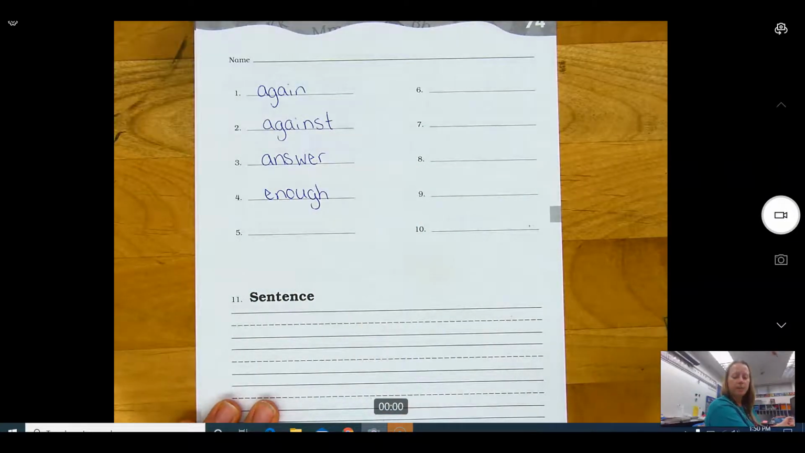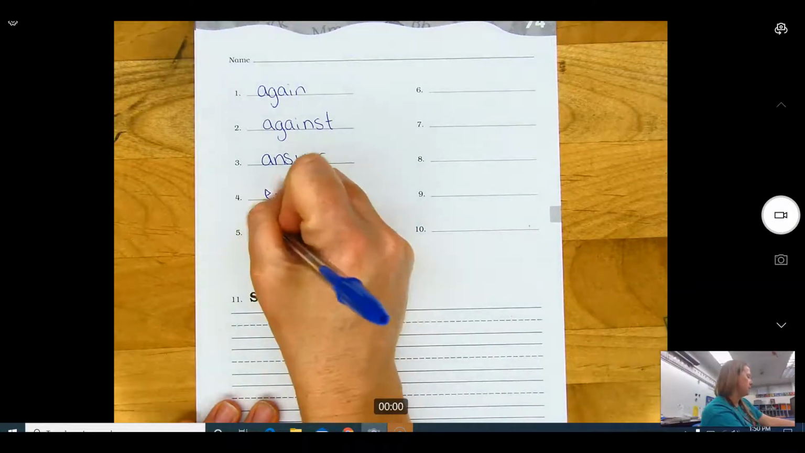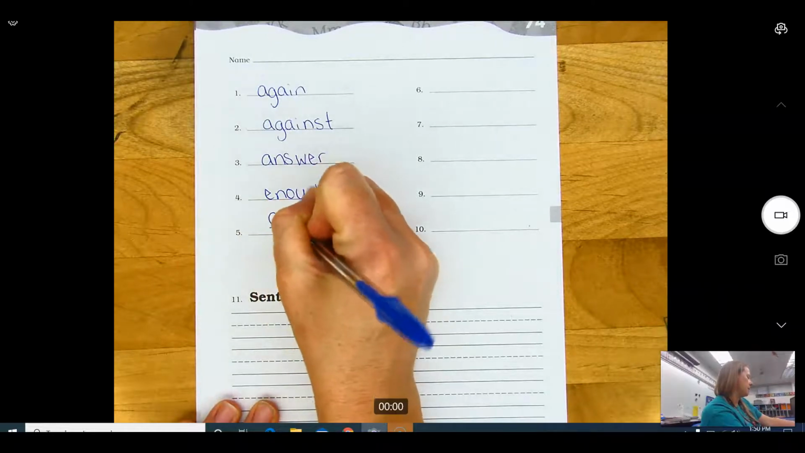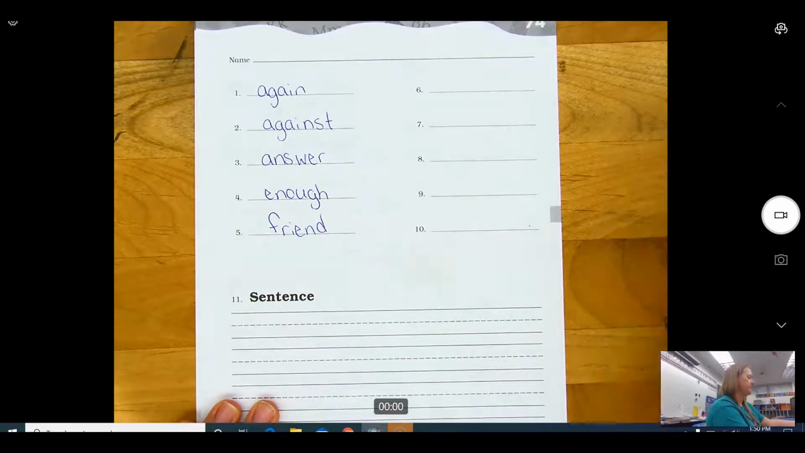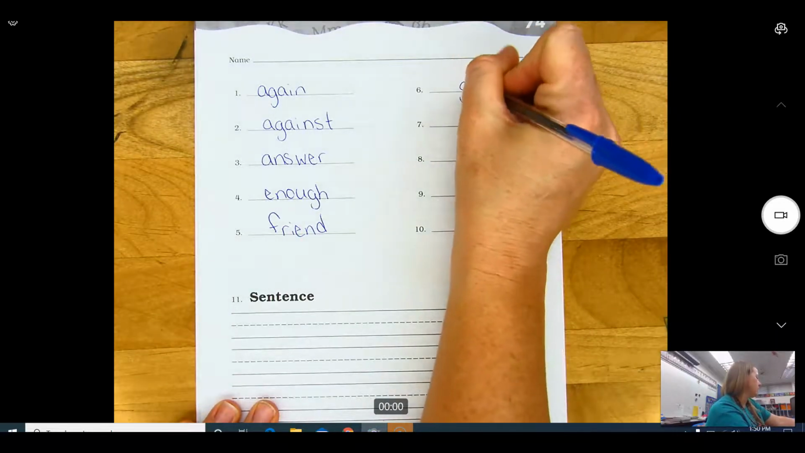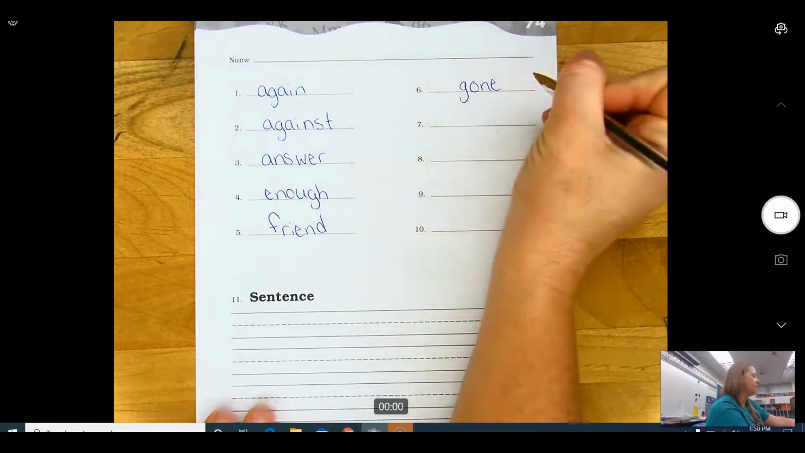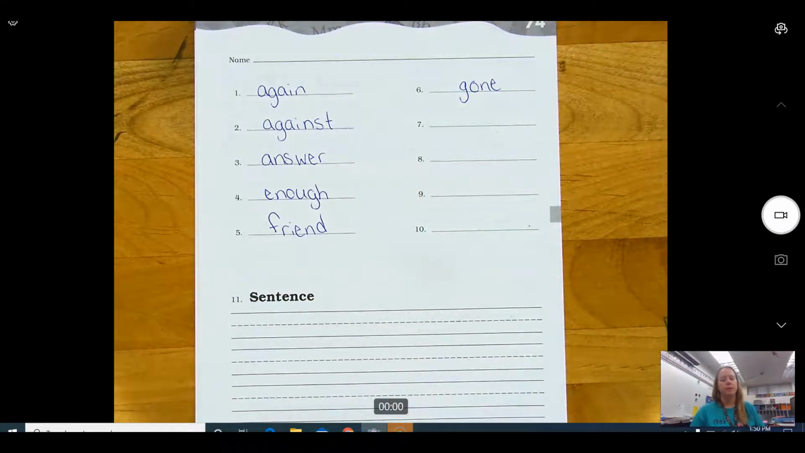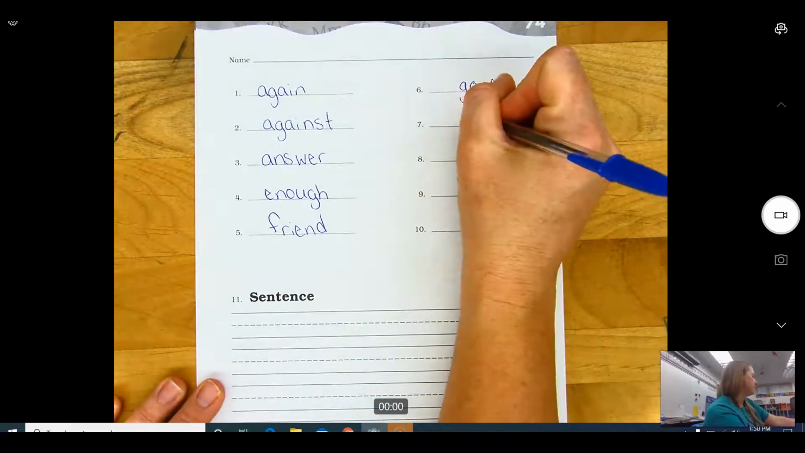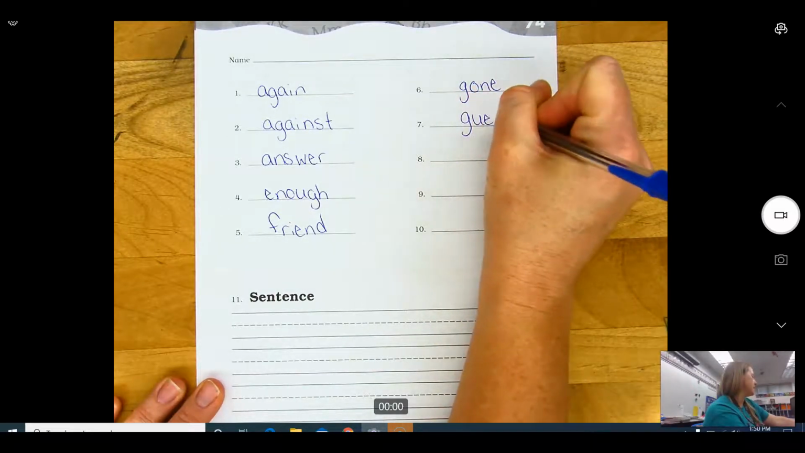Number five, friend, F-R-I-E-N-D. Number six, gone, G-O-N-E. If I'm going too fast, please just pause the video, okay? Number seven, guess, G-U-E-S-S.